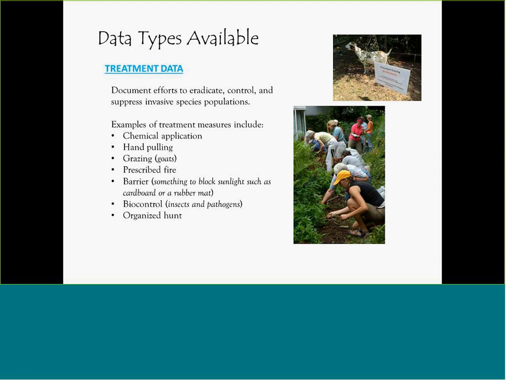We'll use biocontrols, so very specific insects or pathogens that are targeted to go after certain invasive species. There are biocontrols currently available for species like hemlock woolly adelgid and also purple loosestrife. And if the species that you're targeting is something like feral swine, organized hunt is an appropriate treatment option.